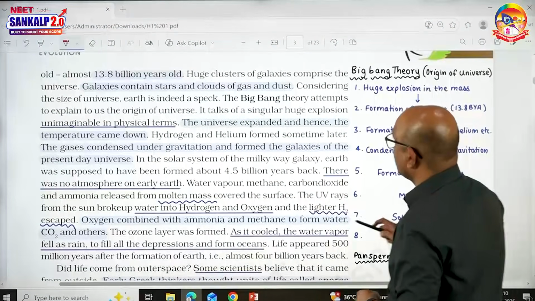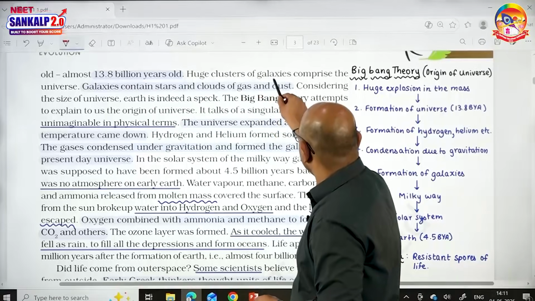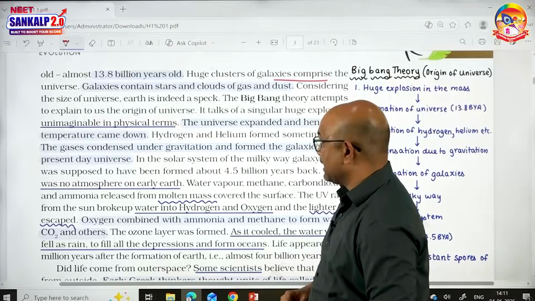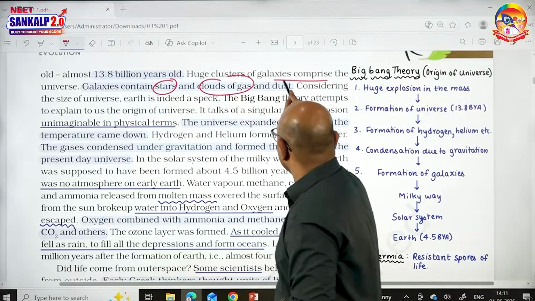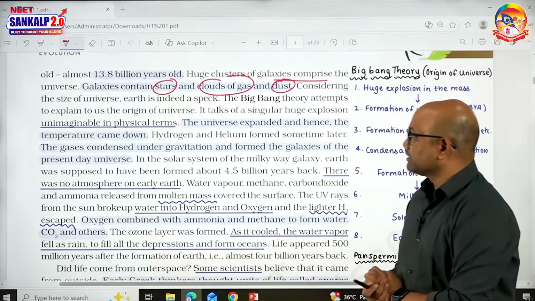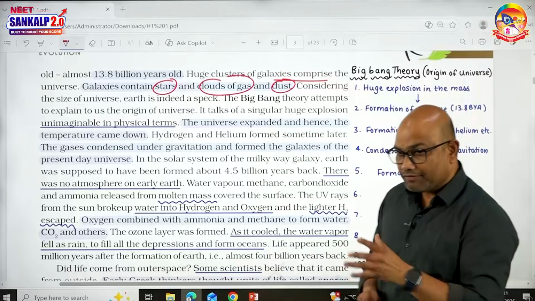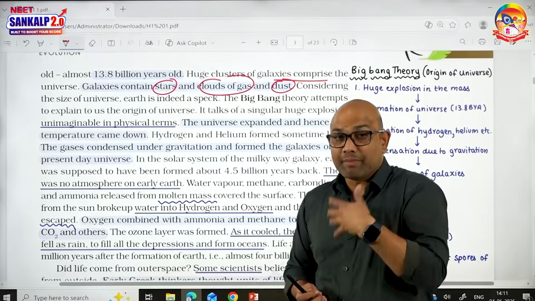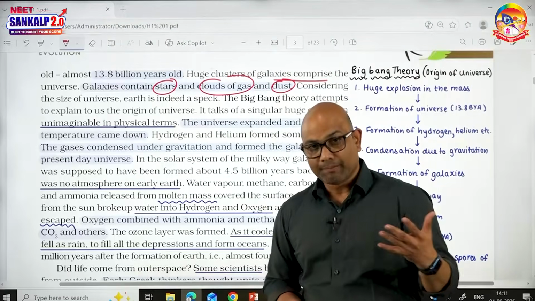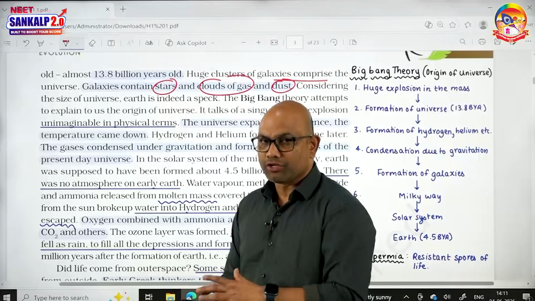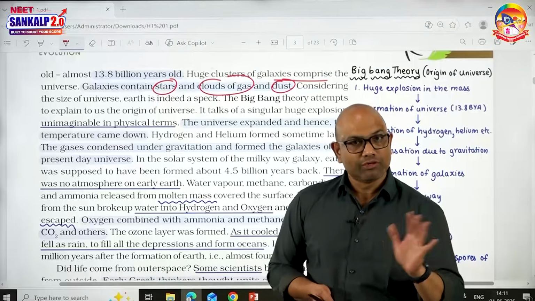Big Bang theory. Huge clusters of galaxies comprise stars and clouds of gases and dust. The kind of explosion that happened is unimaginable. A very huge explosion happened, hence it is said to be the Big Bang. And the Big Bang explains only the origin of the universe, not the origin of life.